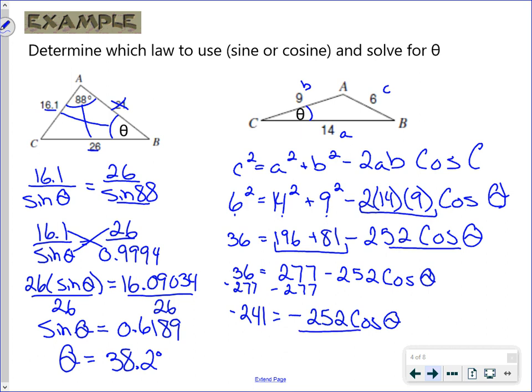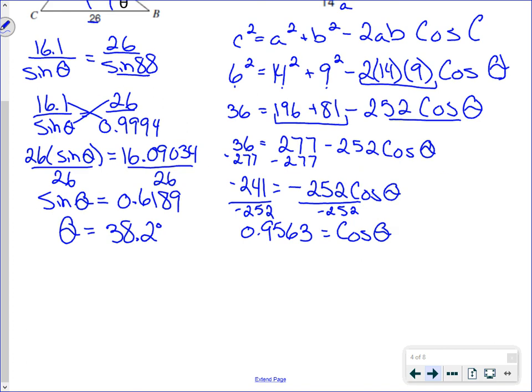We're going to divide out that negative 252 on both sides. And when we do that, we get 0.9563 equals cosine of theta. And again, because we're finding the angle, we need to use the inverse function of cosine. So your second function or your shift button on your calculator. And when we do that, we should get an angle of 17 degrees.